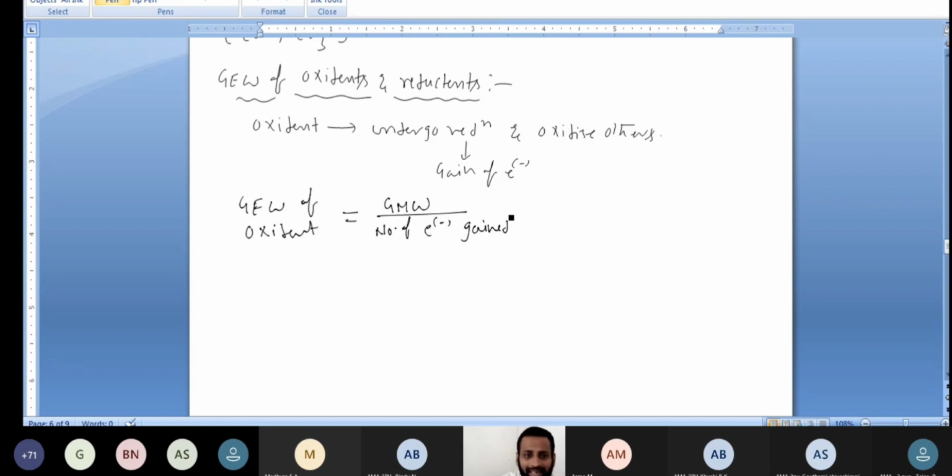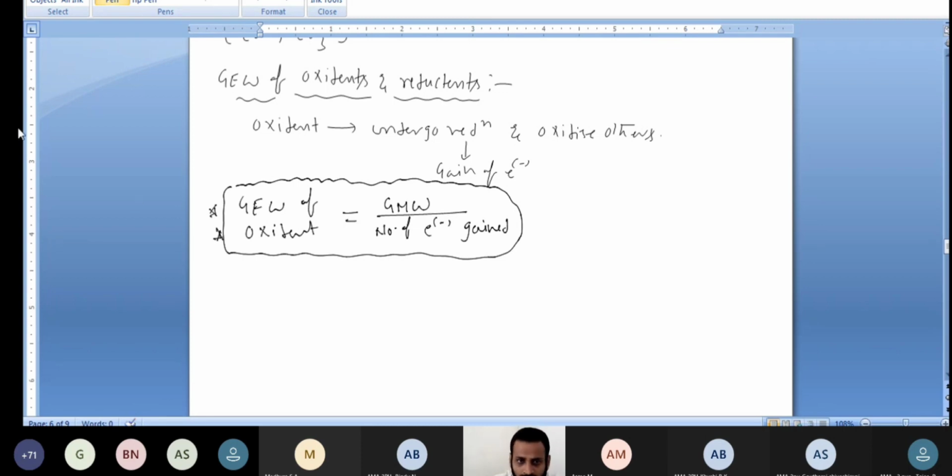Gram equivalent. Please have a look at this one. So slowly understand, no problem. Don't worry about time. So the gram equivalent weight of an oxidant is equal to the molecular weight divided by the number of electrons gained. This is the most important. First I am talking about the oxidant. The same you can have for the reductant, right? I'll write that now.